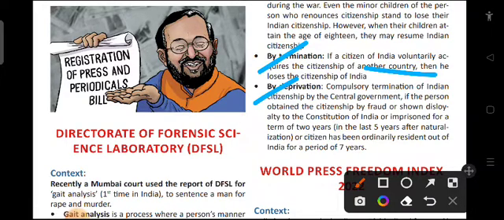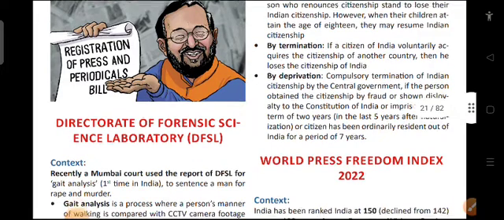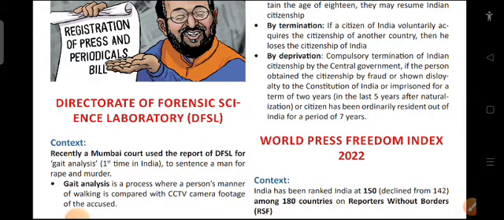Then by deprivation: compulsory termination of Indian citizenship by the central government if the person obtained citizenship by fraud, or showed disloyalty to the Constitution of India, or was imprisoned for a term of 2 years in the last 5 years after naturalization, or has been ordinarily resident out of India for a period of 7 years. So deprivation is due to constitutional violation, where they have been deprived of their citizenship by the center. So this way people lose their citizenship.